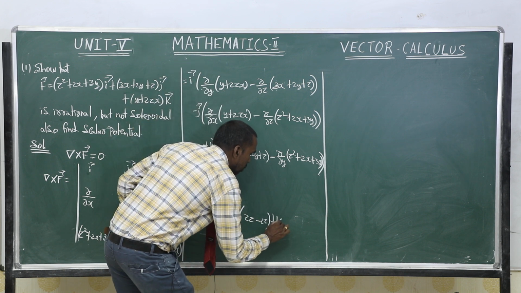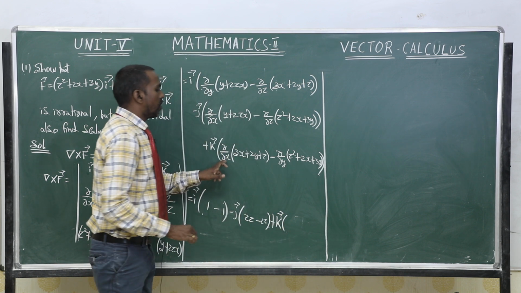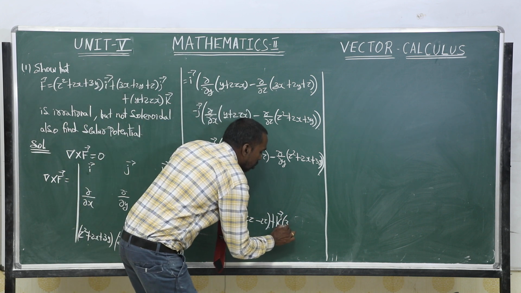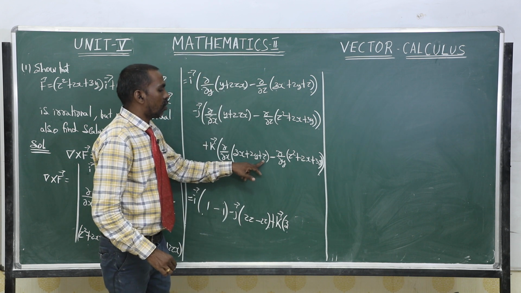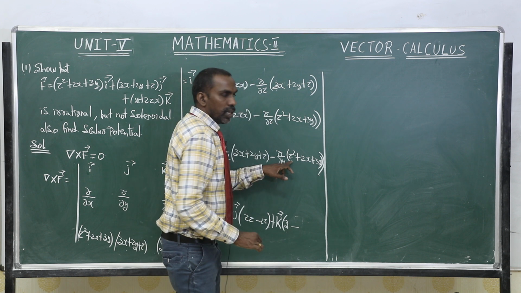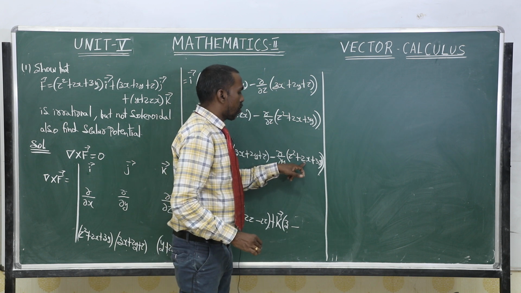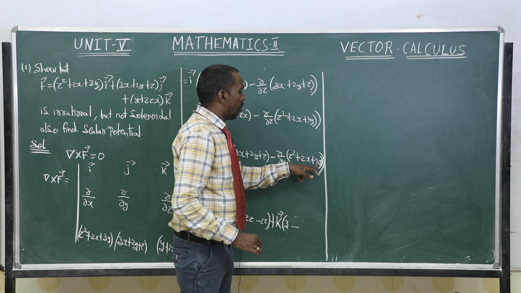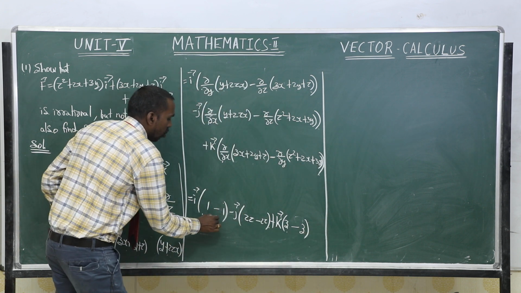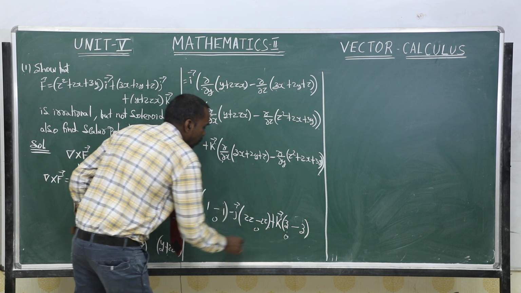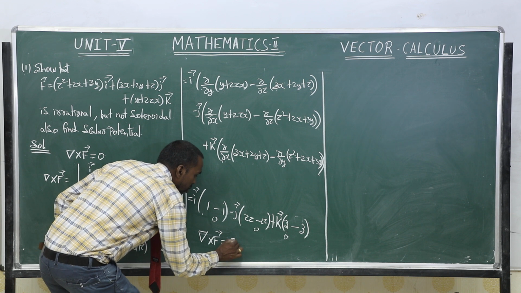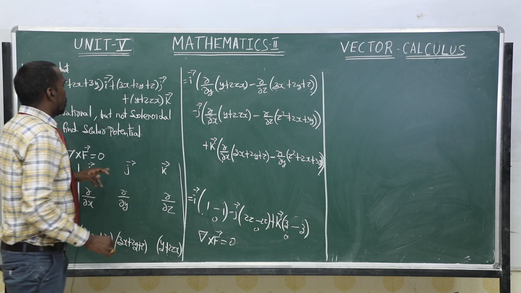Then plus k vector: the partial derivative with respect to x of 3x is only 3, and the other terms are 0. Then the derivative with respect to y: there is no y in the others, so they are 0, and the derivative of 3 is only 3. So 3 minus 3 is automatically 0. So finally we get del cross F vector equal to 0. Therefore it is irrotational.